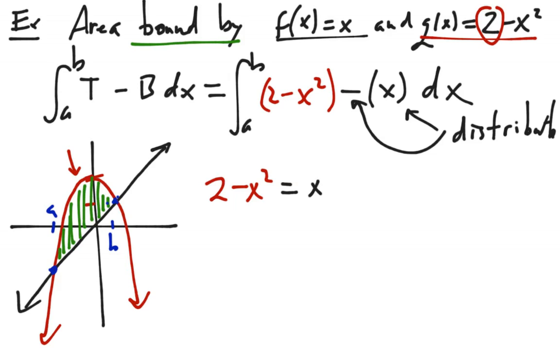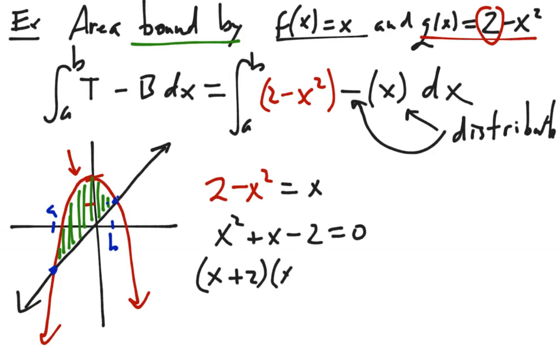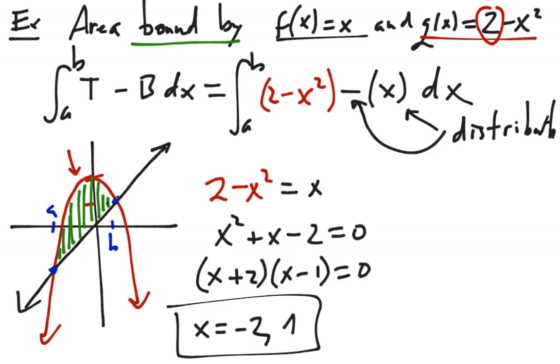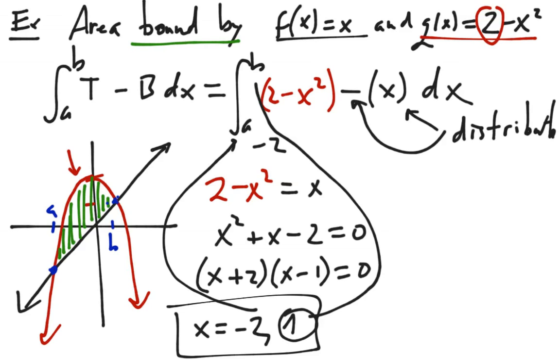So if I add x squared to the other side and subtract 2, I'll get x squared plus x minus 2 equals 0. Factoring gives us x plus 2, x minus 1 equals 0. And so my two solutions for x are negative 2 and positive 1. Therefore, the lower limit of integration is negative 2, and the upper limit of integration is 1. Hooray! Now we can do the integral.